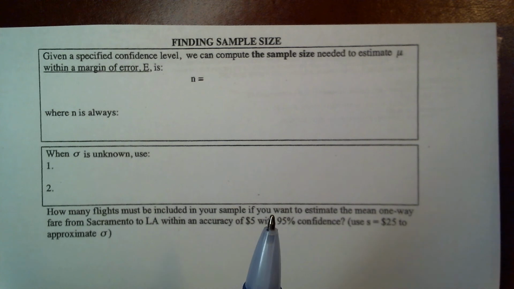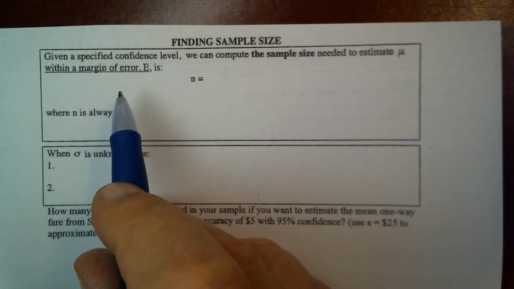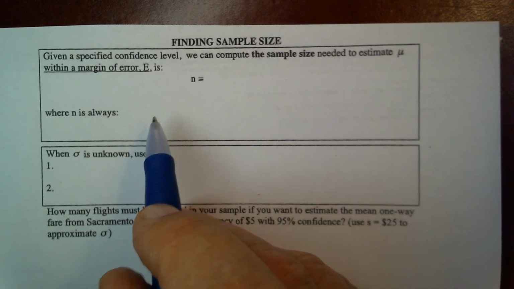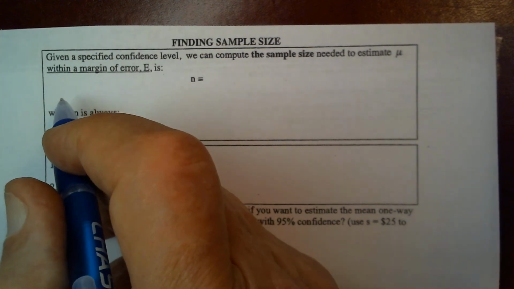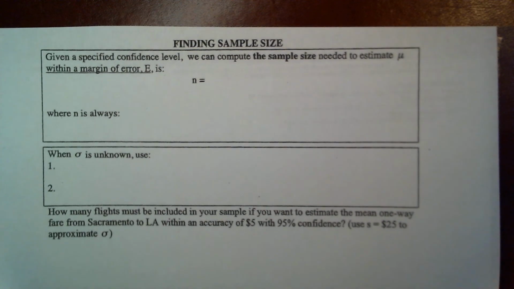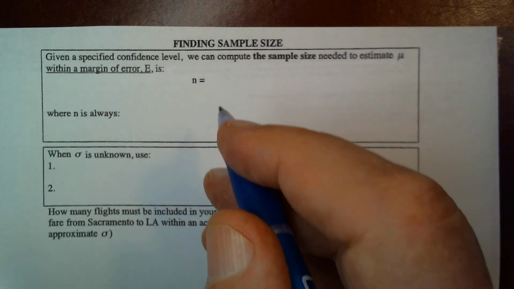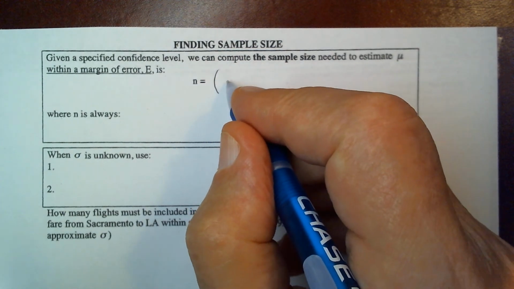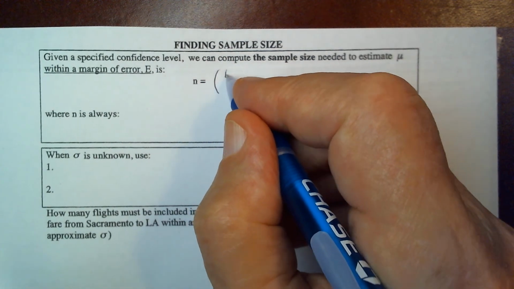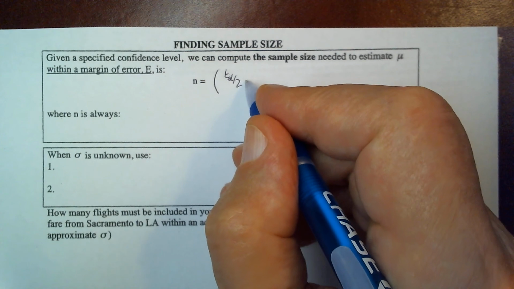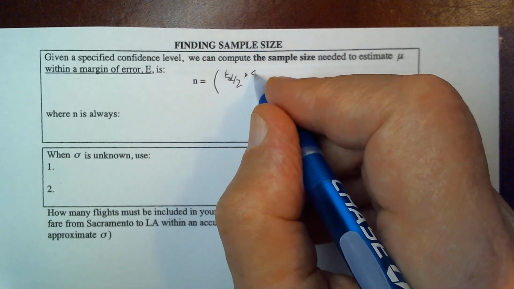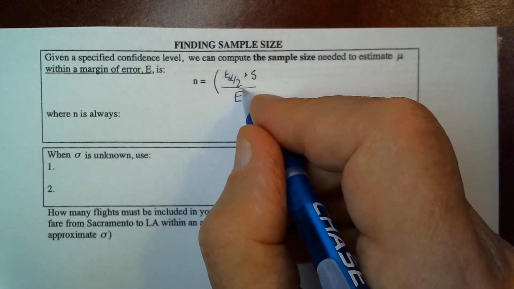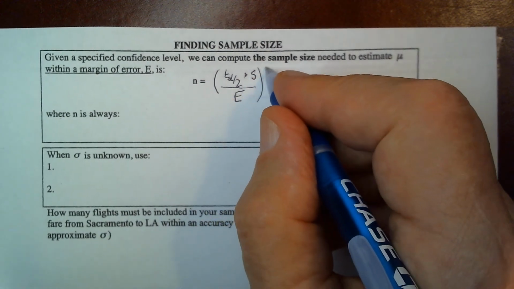Finding the correct sample size for a given confidence level is just as important as it was before. And here's the equation. So n, the sample size, would be t sub alpha divided by 2 times the sample standard deviation divided by the margin of error, and the whole quantity is squared.